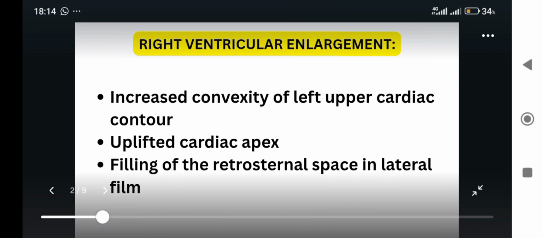Welcome back. In right ventricular enlargement, the following are some of the signs you should look out for. Increased convexity of the left upper cardiac contour, an uplifted cardiac apex, and a filling of the retrosternal space in lateral film. We will look at some images to see how we identify these features in chest X-ray.